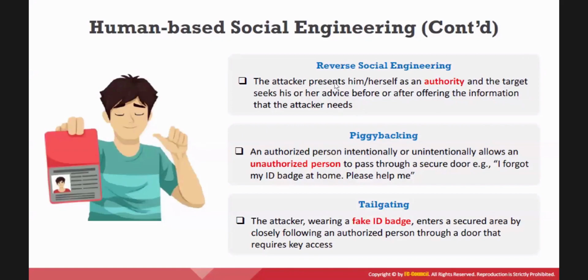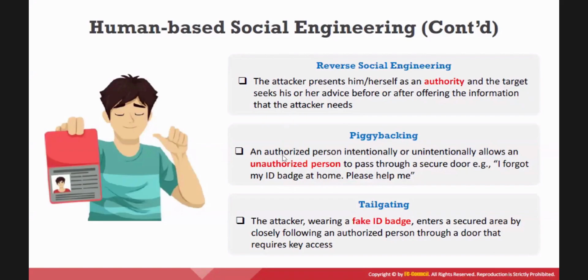The attacker presents him or herself as an authority, and the target seeks his or her advice before or after offering the information that the attacker needs. So here, as I said, I would impersonate myself as an authority, like an HR, and ask her to retrieve some information about the target. If she gives me the information, I would tell her I would give her the job offer. But I won't be giving it, because I'm impersonating an HR.